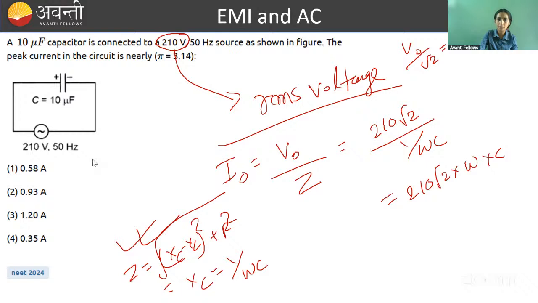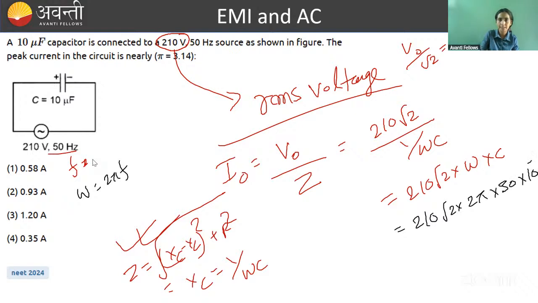Omega here will be equal to how much? F is given. So how do we convert f to omega? Omega will become 2 pi f. Omega is equal to what? 2 pi f. So here you will write 210 root 2 into 2 pi into f, that is 50, into capacitance, that is 10 to the power minus 5. You will get the answer.